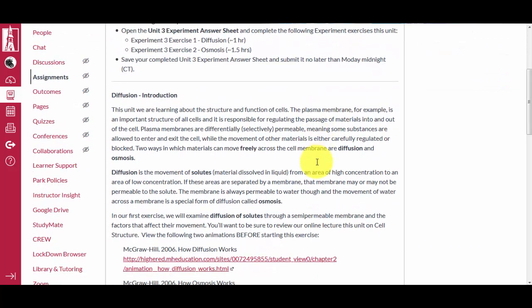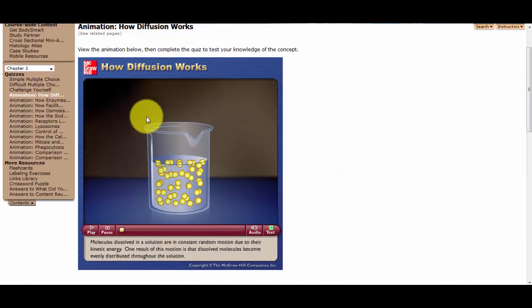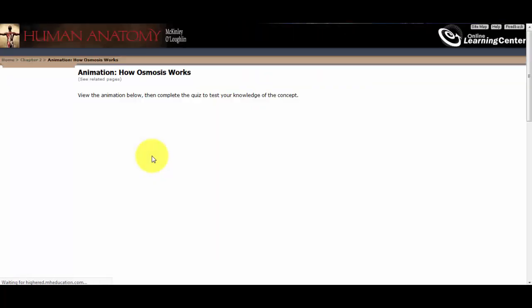So what you're going to be doing, this is based on what we're covering this week, is diffusion and osmosis. There are a couple of sort of introductory animations you can watch. This is the first one. It's over diffusion. Pretty cool. Molecules dissolved in a solution are in constant random motion due to their... This happens to be the same one that's in your lab lesson. Somehow I ended up picking the same one that Park has used for their online labs.